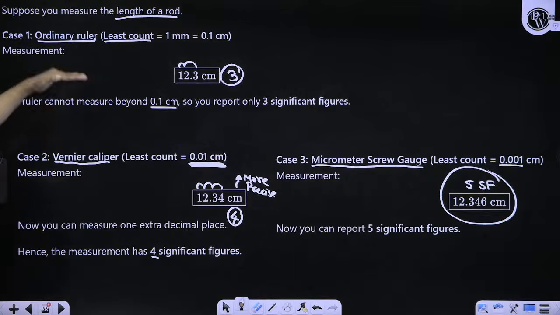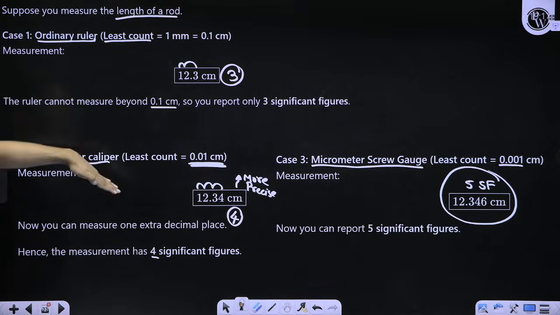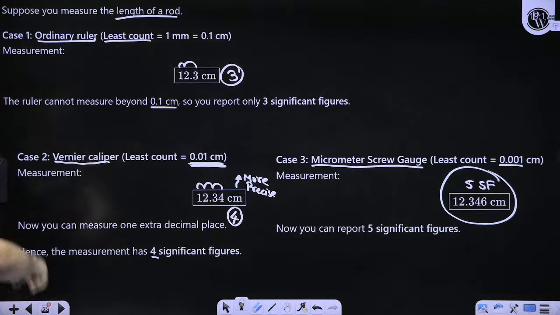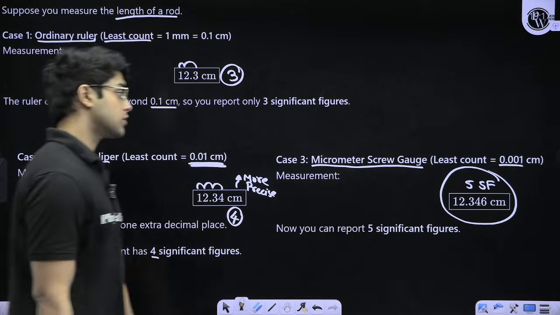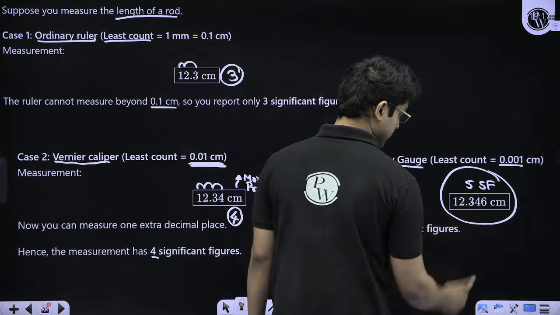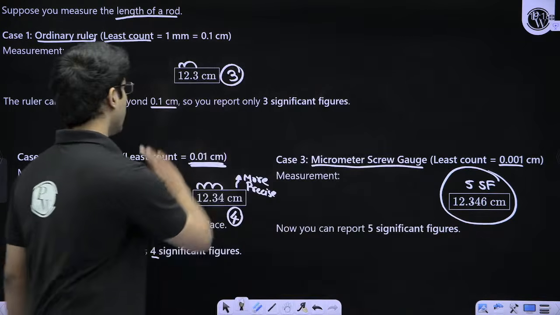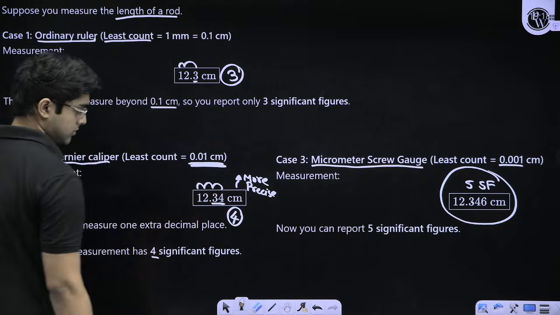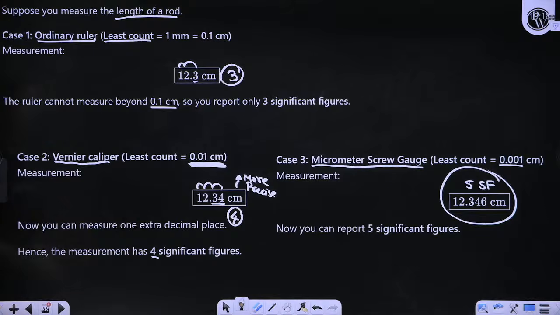So if I have to arrange ruler, vernier caliper and screw gauge in the order of precision, of course screw gauge will be the most precise because it can tell us information up to 3 decimal places. But here we only get to know about 1 decimal place, and here we only get to know up to 2 decimal places, right? So the more the number of significant figures, the better the precision of the measuring device.